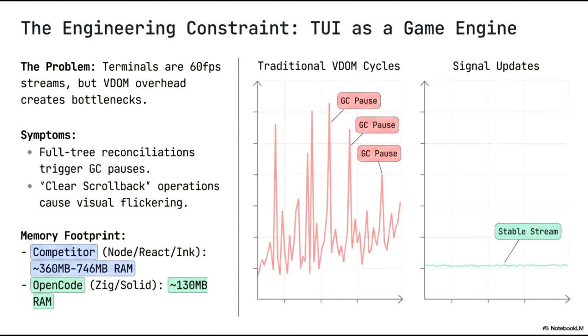When we approach a TUI as a game engine, we encounter a specific engineering constraint. Modern terminals are capable of 60 FPS streams, but the overhead of a traditional virtual DOM creates significant bottlenecks. This manifests in two primary ways: full tree reconciliations that trigger garbage collection pauses, and clear scrollback operations that cause visual flickering.